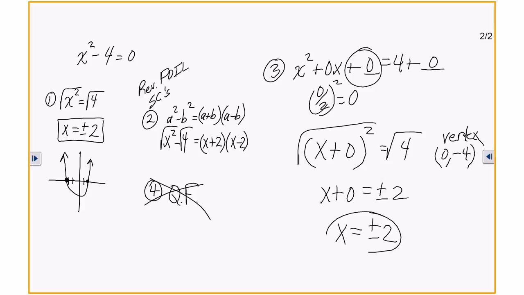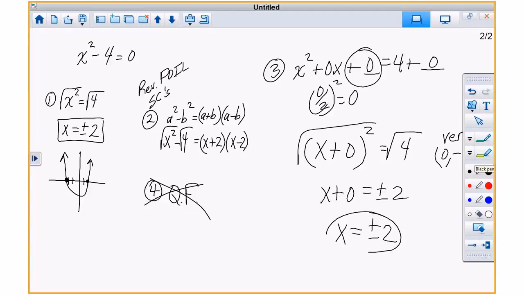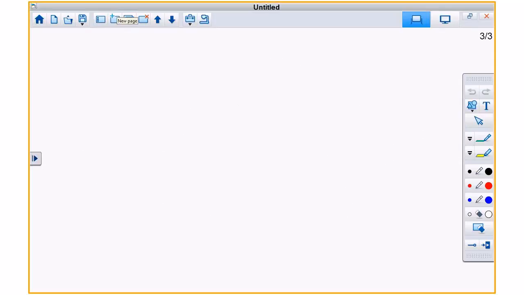So, what about one like this? Let me give you another problem. And let's see if you can, not using any of these methods, solve this problem.